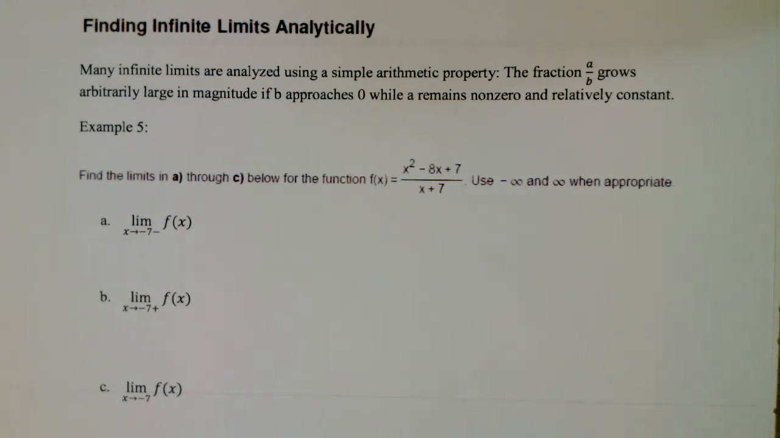Okay, we're going to deal with this one analytically, finding the limits in a through c below for the function f of x equal to x squared minus 8x plus 7 divided by x plus 7. And we're going to be using negative infinity and infinity when appropriate. Let's look at part A. We're finding the limit as x approaches negative 7 from the left of the function f of x.